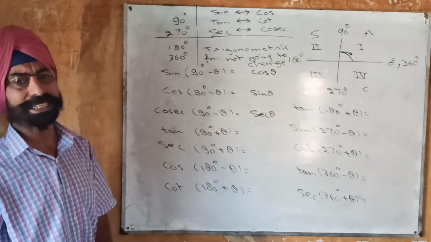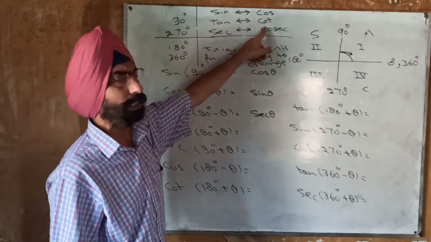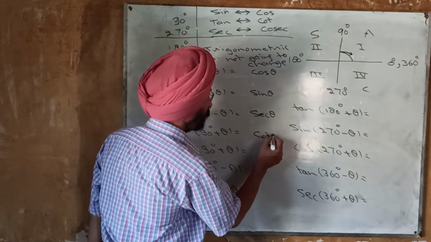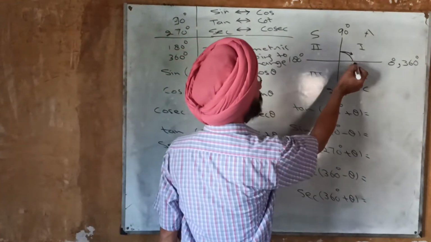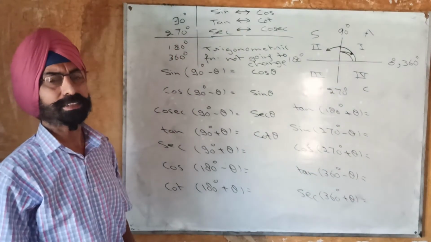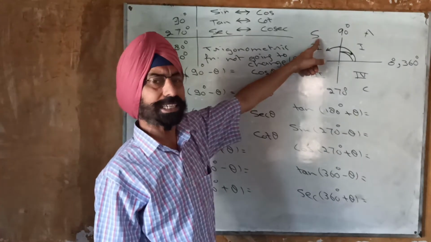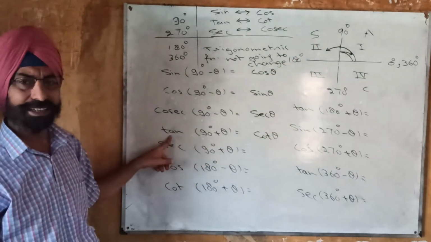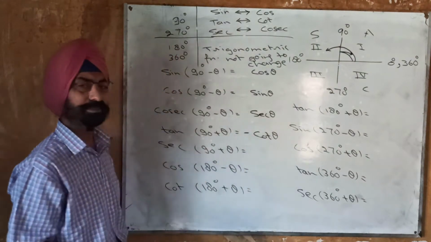Here it is 90 plus theta. First of all, it is the case of 90. So in case of 90, tan is going to change into cot. So this tan will be converted into cot theta, and 90 plus theta now will take you into the second quadrant. In the second quadrant, you know that sine is positive, its reciprocal cosecant is positive, rest of the trigonometric functions are negative, and your trigonometric function is tan. So tan is negative. Because it is negative, you will get a negative sign here.